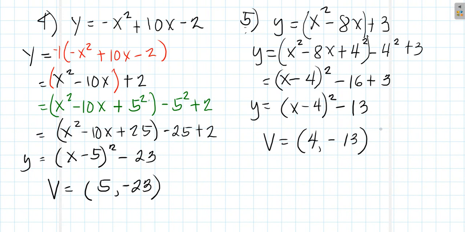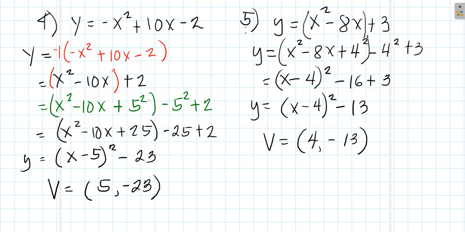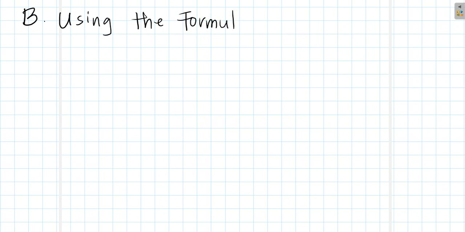Okay? So we have, for example, 5 examples on converting it using completing the square. Okay. How about using the formula? This is another method on how to get the vertex using the formula. Okay, so we got the vertex here using completing the square. And letter B, this is finding the vertex using the formula. What is the formula on finding x? X is equal to negative b over 2a.